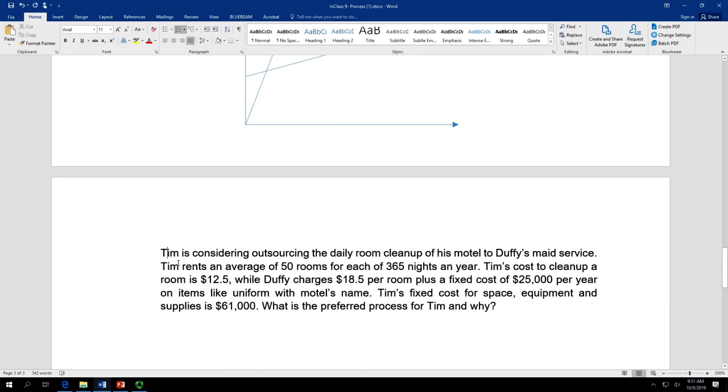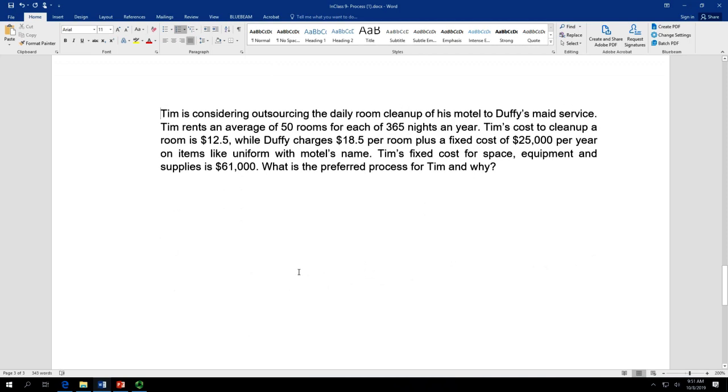I want to add the number over here for this one. This is number 5. Number 5 is not very clear, so when you read, you want to be really careful. This one says the team is considering outsourcing the daily room cleaning of its motel to a service company. This service company is called Duffy's Maid Service. And the team rents an average of 50 rooms for each of 365 nights a year.